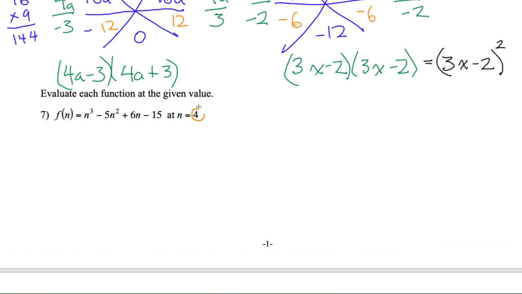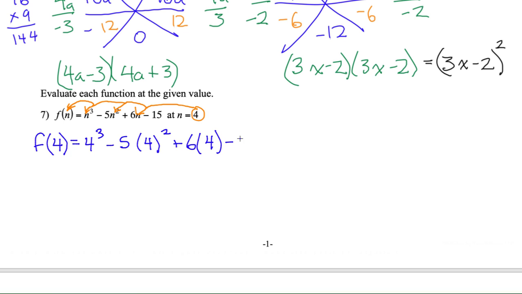This 4 gets plugged in to each of those n's, into this n, into this n, into that n, and I guess if you're being formal, this as well. So my new function looks like this. F of 4. I'm evaluating the function at 4. I'm plugging in for 4, and it's going to be 4 to the power of 3 minus 5 times 4 quantity squared plus 6 times 4 minus 15.